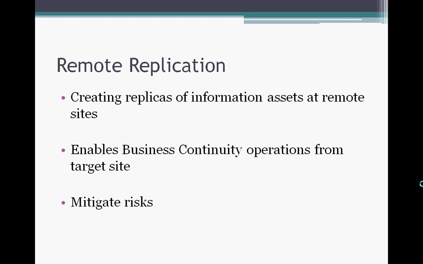And then the third option was remote replication, which is basically copying of data to a device at a remote location for data protection or disaster recovery purposes. So in case there's any kind of disaster or natural disaster, they could easily access the data from the remote location, and it will enable the business continuity operation from the target sites.